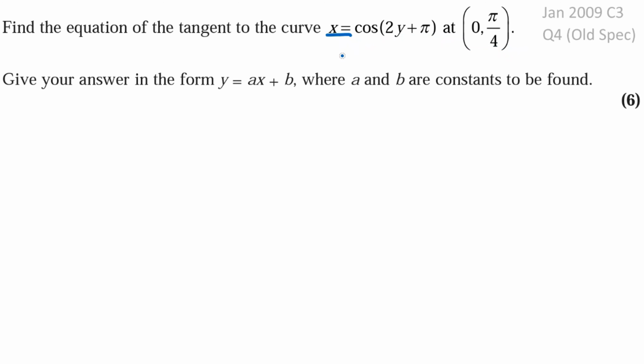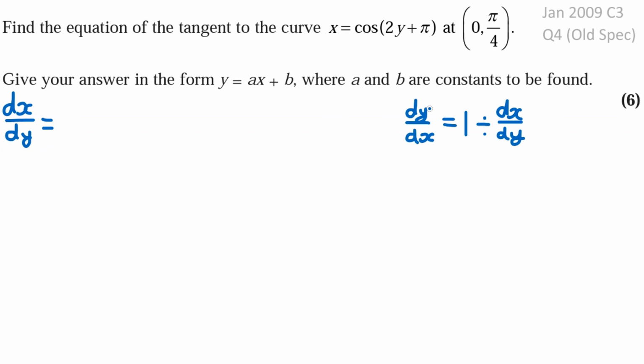Now at the moment it's in terms of x, and we can't really rearrange this in terms of y. So we're going to have to do the thing where we need to find dx over dy first, and then use the formula that dy over dx is equal to 1 divided by dx over dy. So we need to find dx over dy in order to find dy over dx. Remember, to get the gradient we need to use dy over dx.